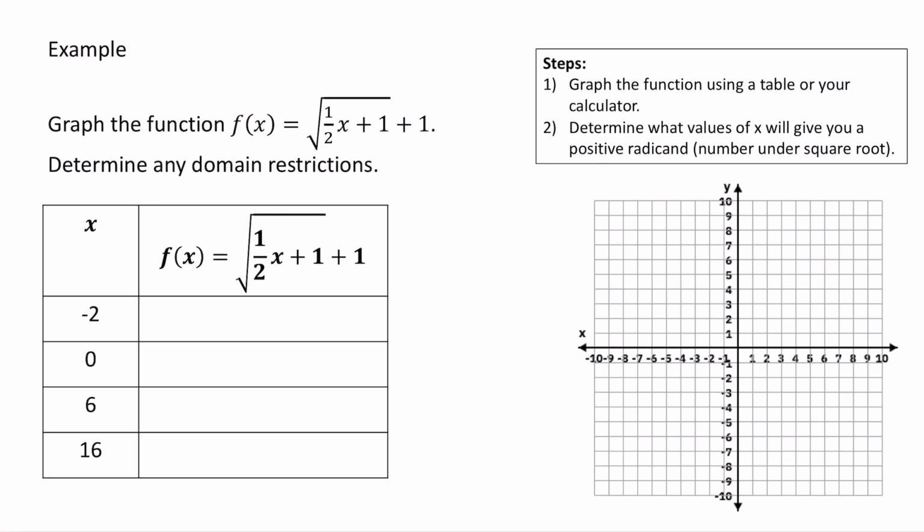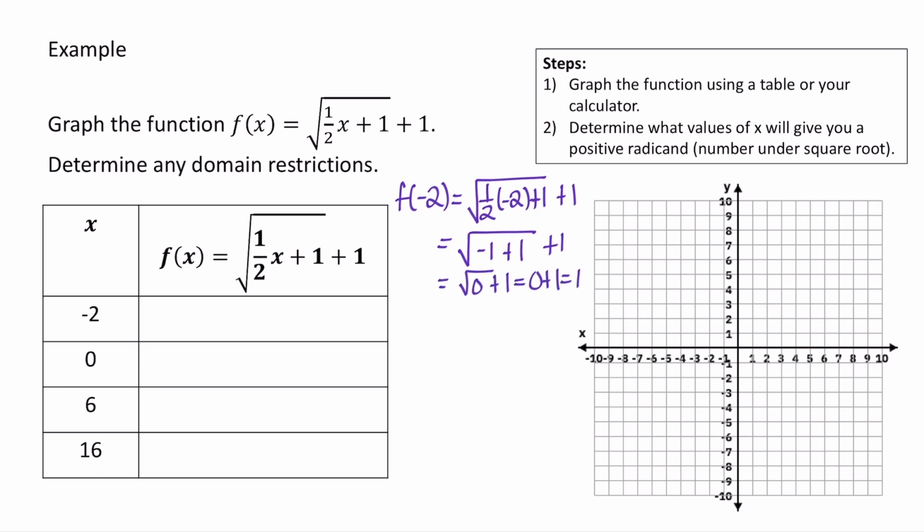So now let's try graphing the square root function f of x equals the square root of 1/2 x plus 1, plus 1. You can use your calculator or Desmos to do this, but I'm also going to show you how to do this using the table. So we're going to plug in these values. So we have f of negative 2. That gives us the square root of 1/2 times negative 2 plus 1, plus 1. So that is the square root of negative 1 plus 1, plus 1, which is the square root of 0 plus 1, which equals 0 plus 1, which is 1.